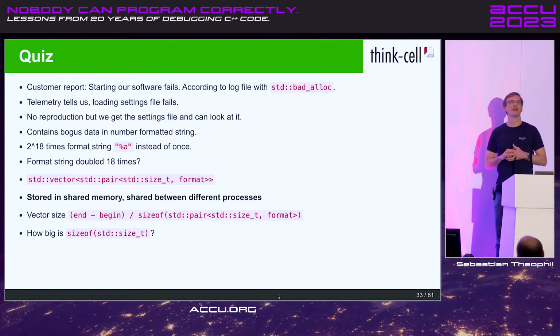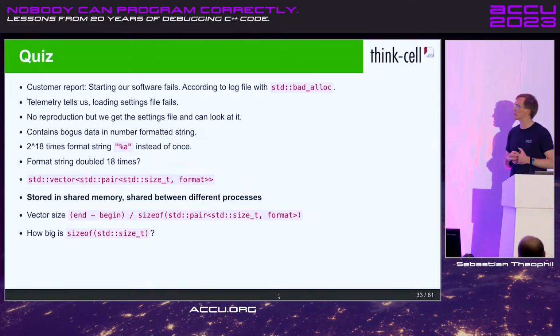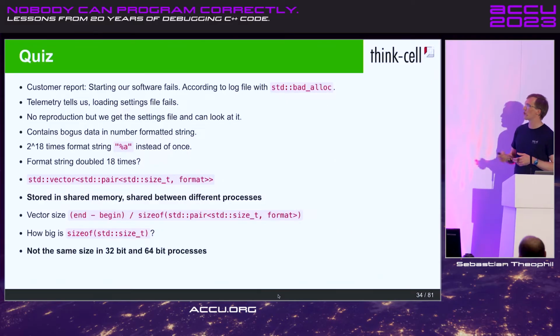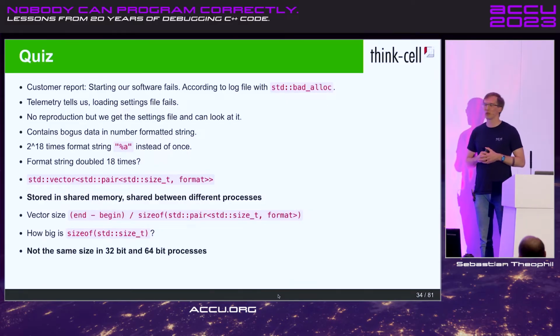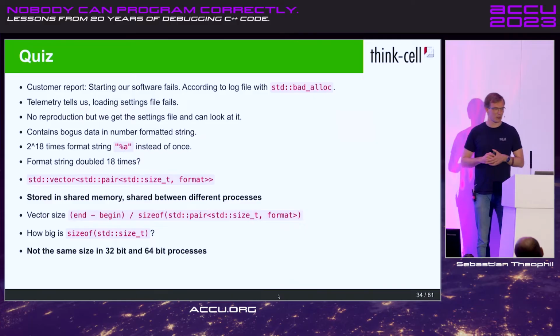A different size of size t, exactly, because then it dawned on us that, of course, that's not the same in 32-bit and 64-bit processes. And of course, we had both sharing the same shared memory. Exactly, that was exactly the problem.